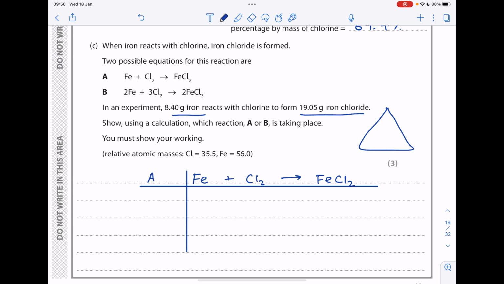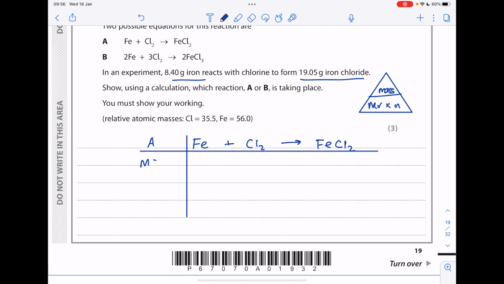And we're using this formula triangle over here. So we know that we have a mass, an MR, and a number of moles we need to find. So the mass is 8.4 grams. And we need to find this mass over here. So that if this number here matches that, then we know A took place. And if it's a different number, then we can infer that B took place.